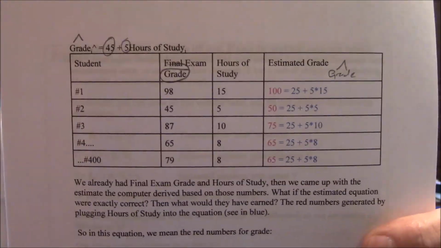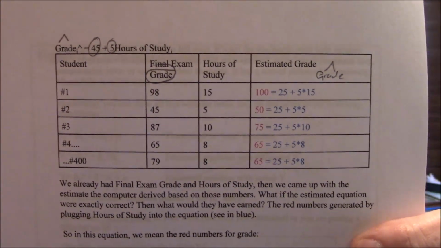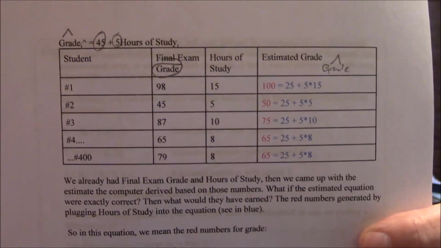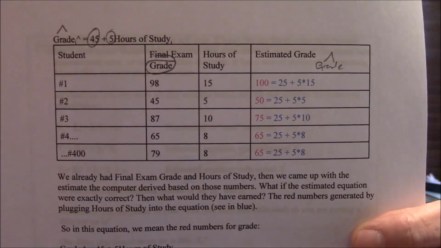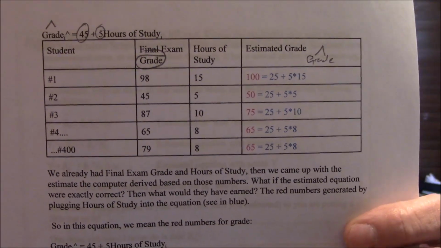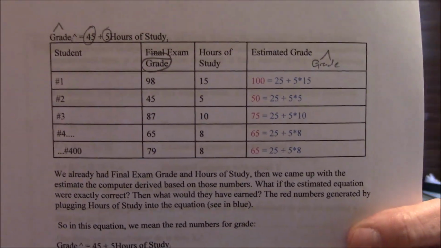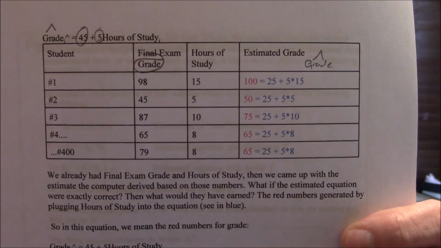Grade here is an estimated or a predicted grade. And again, on the far right, you see a column for each student showing what grade we would have expected them to make given the equation we estimated.